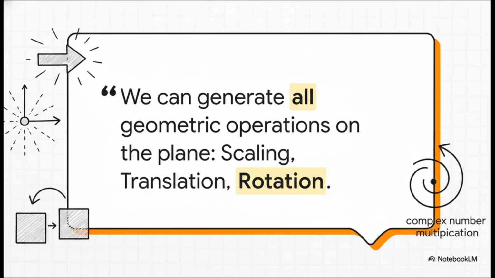So, the real takeaway here is pretty profound. These numbers, these z equals x plus iy things, they aren't just some abstract concept from algebra class. When you learn to see them through the lens of polar coordinates, they become this incredibly powerful and elegant language for describing geometry, rotation, and the shapes of the world around us.